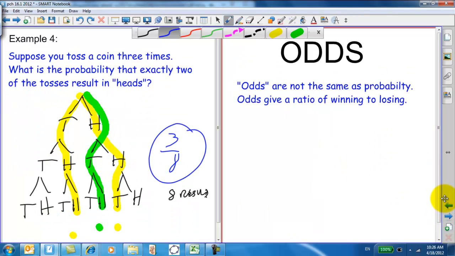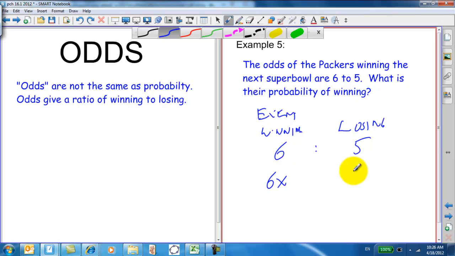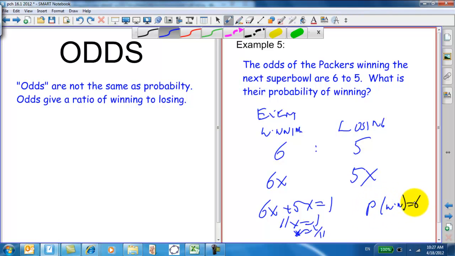Odds are not the same as probability. Odds give a ratio of winning to losing. So the odds of the Packers winning the next Super Bowl are 6-5. What is their probability of winning? So we have 2 events. We have the event of winning and the event of losing. And they are in a 6-5 ratio. So we can think of this as 6x and 5x. Now you either win or you lose, so 6x plus 5x must equal 1. 11x equals 1, so x equals 1/11th. So the probability of winning equals 6 times x equals 6 times 1/11th, or 6/11ths.